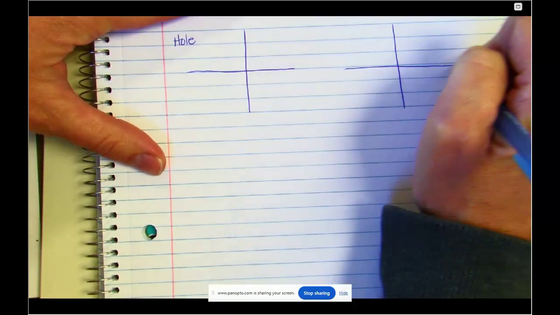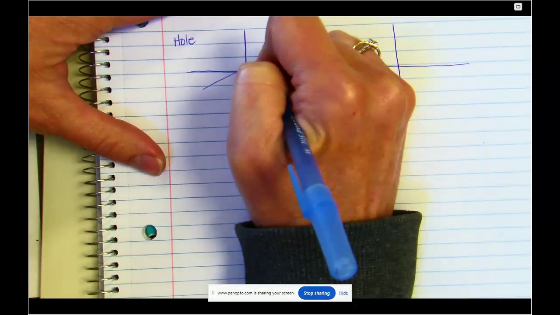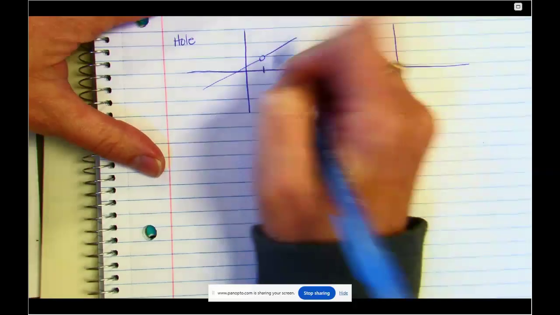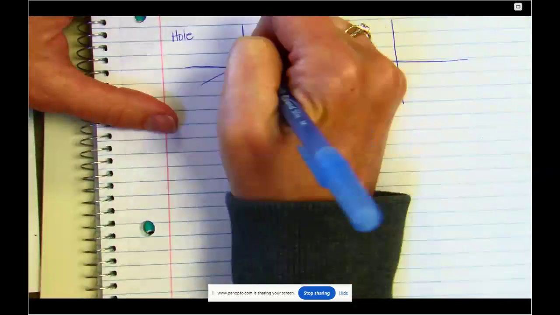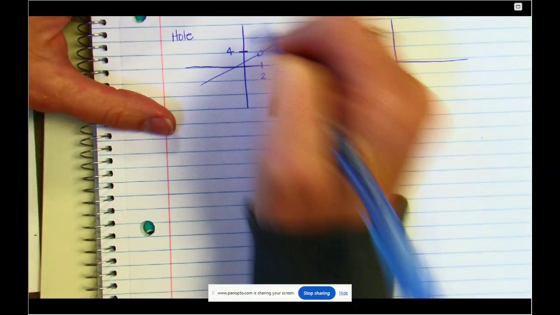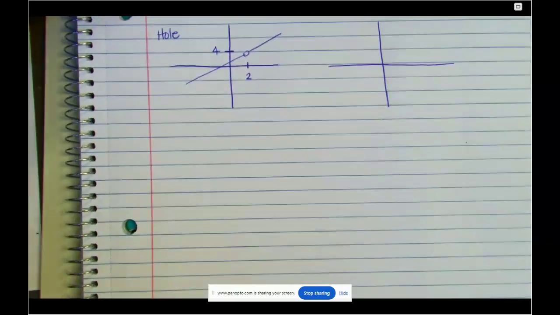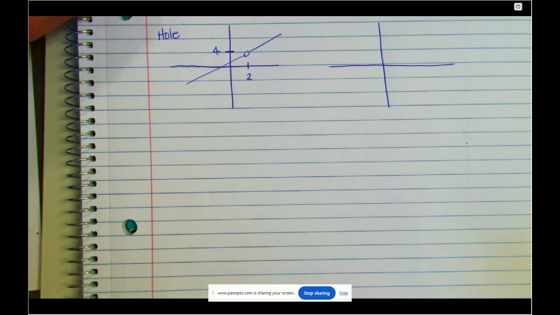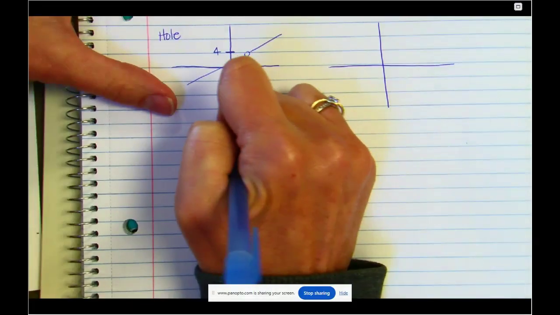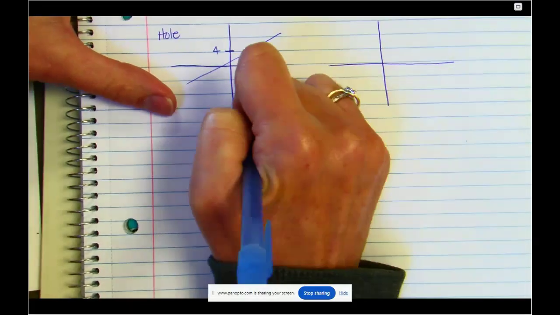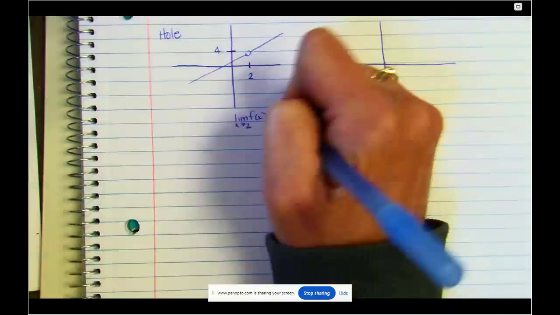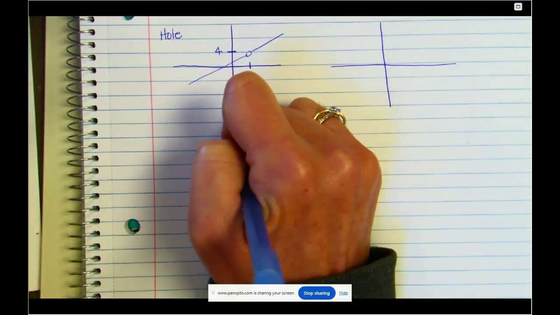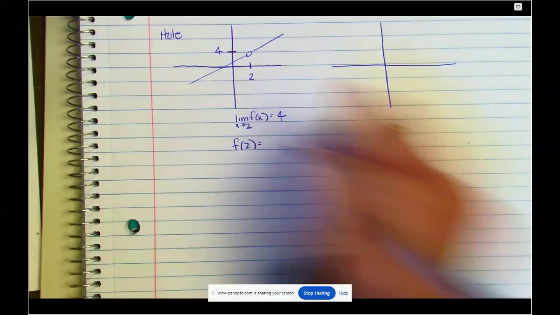So we'll say I've got this hole here. We'll say this is an x value of 2 and this is a y value of 4, for example. Does this point have a limit? What's the limit? 4. Now, does it have a y value? What's f of 2?